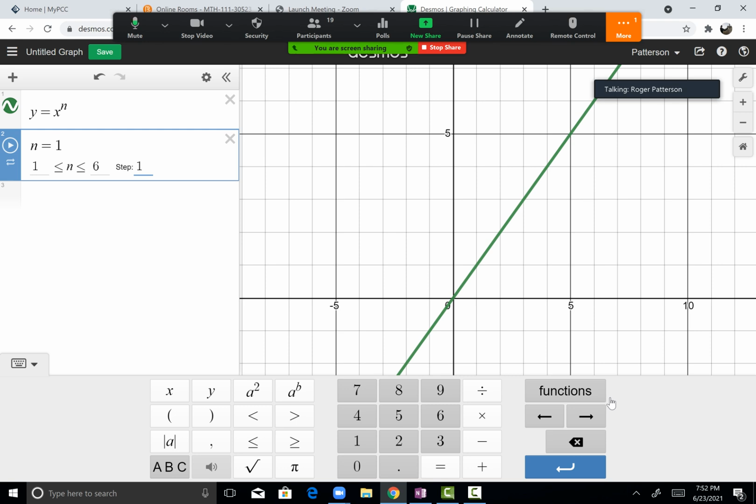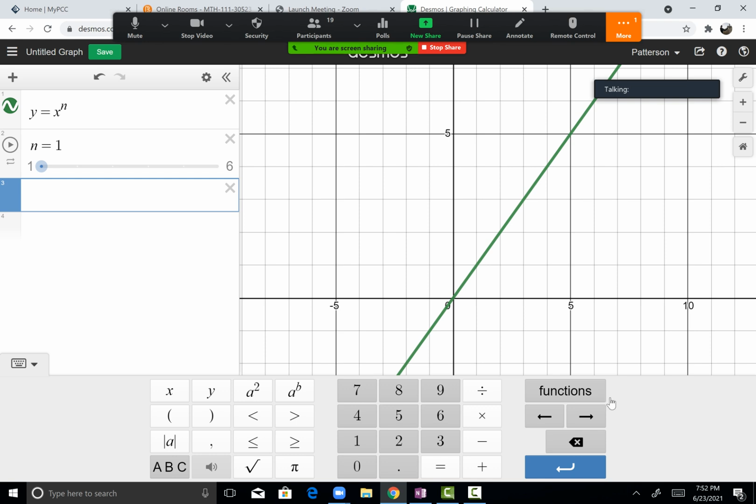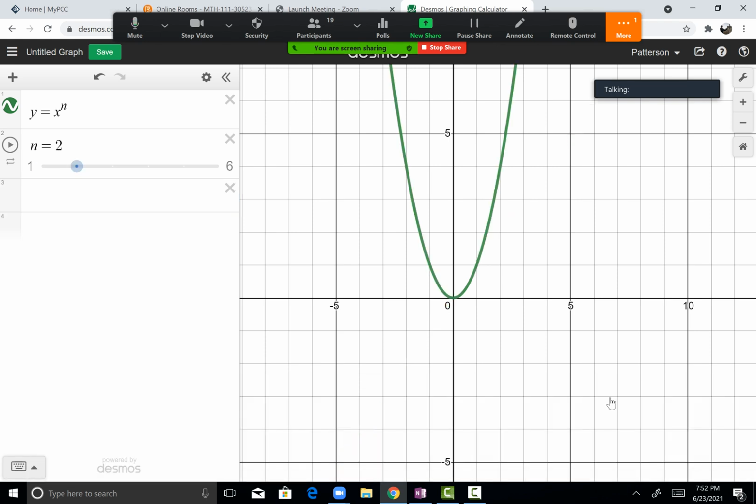I don't want any fractions or decimals in there. I just want nice whole numbers. 1, 2, 3, 4, 5, 6. Okay, so I'm going to stop there. So there's my line. All right? Now I'm going to slide this. I have that. Okay? So I'm going to ask you, there's the shape of my graph. What's the domain of range?